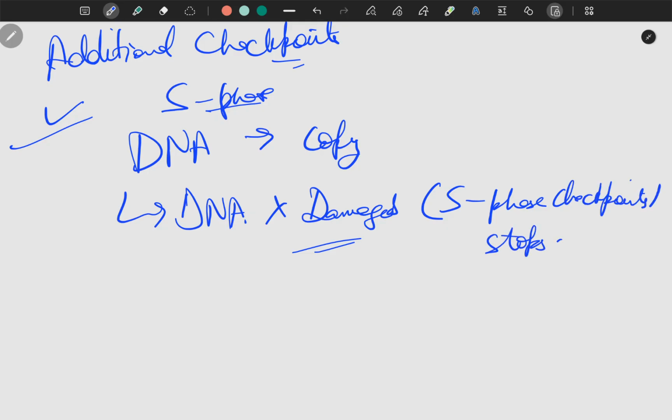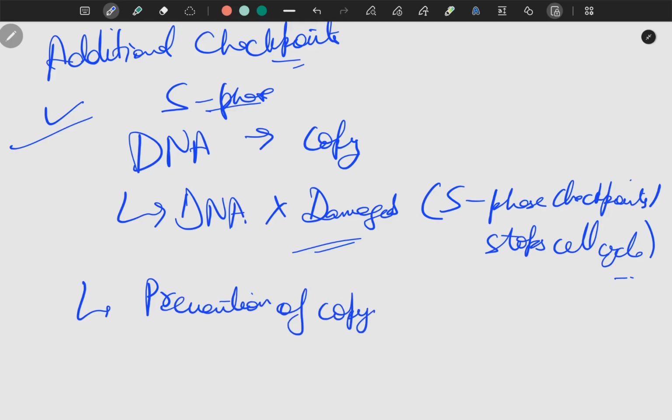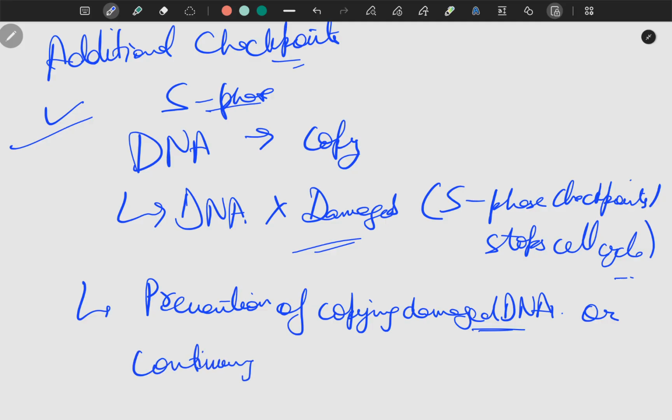Stop the cell cycle, and this leads to prevention of copying damaged DNA and continuing with errors.